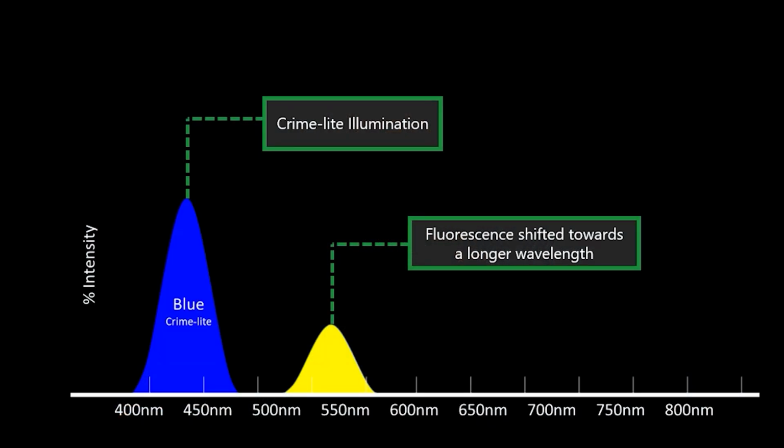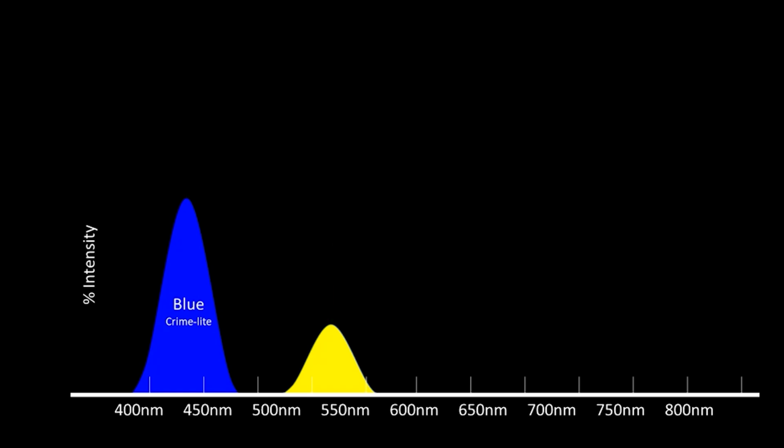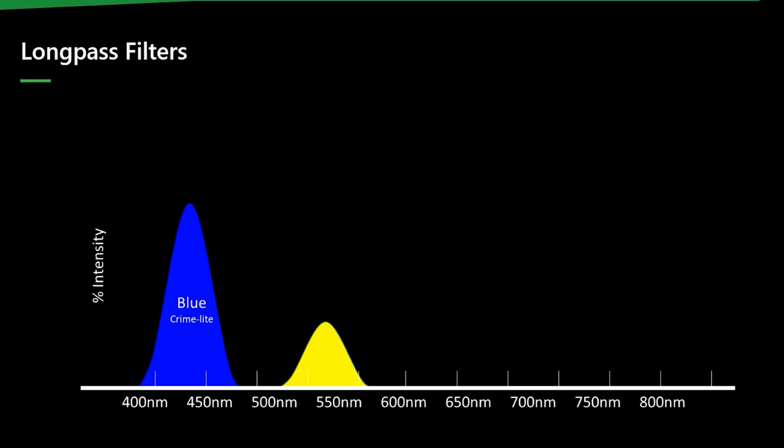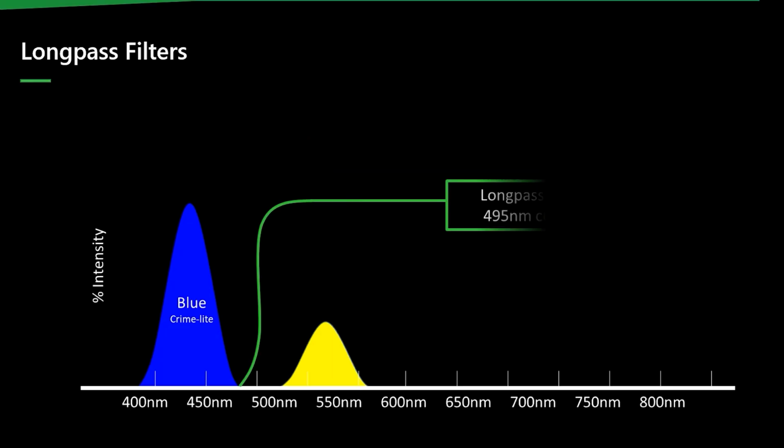Now, the fluorescence that happens due to these light sources is much lower in intensity. And so we need to use a filter to block out the high intensity light and allow us to see those fluorescent emissions. That's what we're really interested in, those fluorescent emissions. There's a couple of different types of filters that we can use.